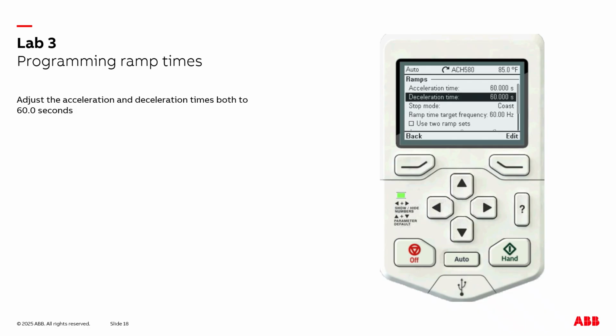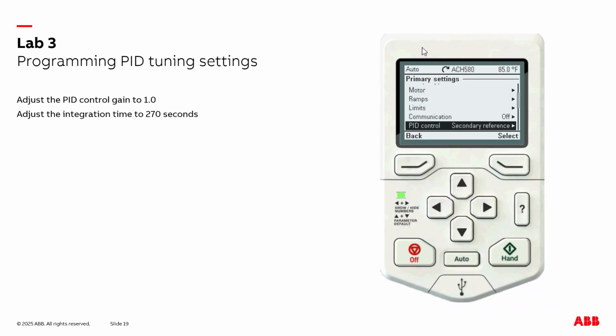All right, and now that completes the first part of Lab 3. For the second part of Lab 3, we're now going to adjust the gain and integration time in the PID control loop. I'll give you a second here. Pause the video if you'd like to practice this on your own and unpause it when you're ready. All right, let me show you how to do this.